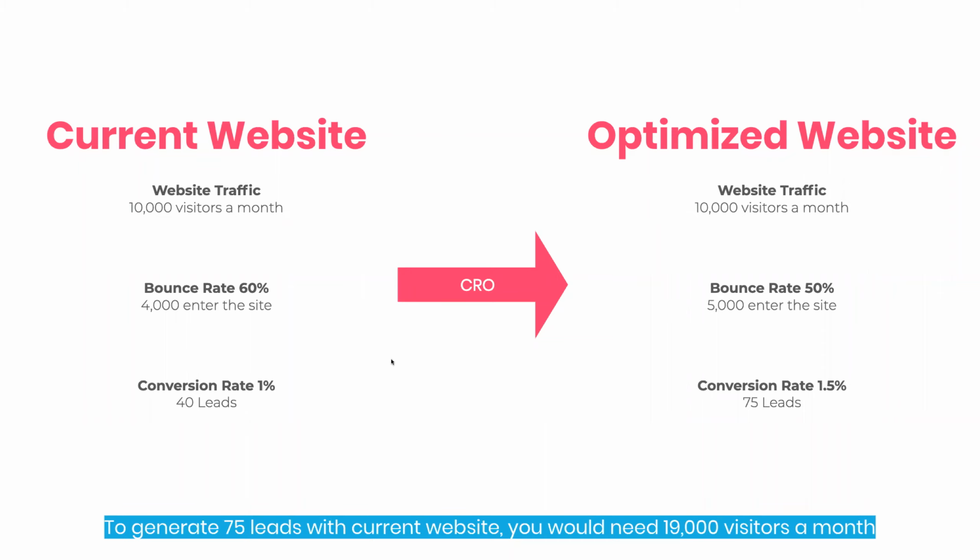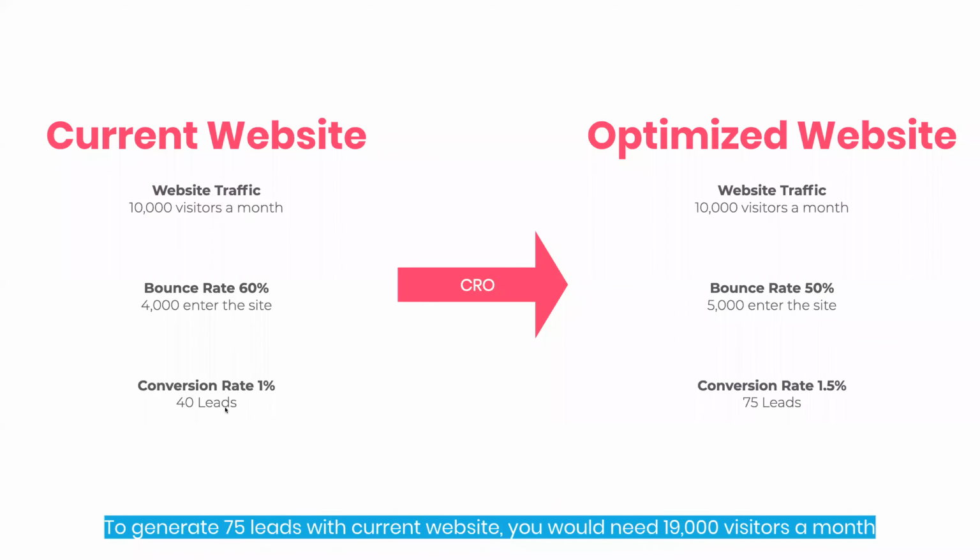And now let's say that we did some additional conversion rate optimization, and your conversion rate bumped up from 1% to just simply 1.5%. And I'm using some very conservative numbers here. Usually we see a 2-3% increase in conversion. All of a sudden, with just that 10% decrease in bounce rate and a 0.5% increase in conversion rate, we're generating 75 leads instead of 40 leads.